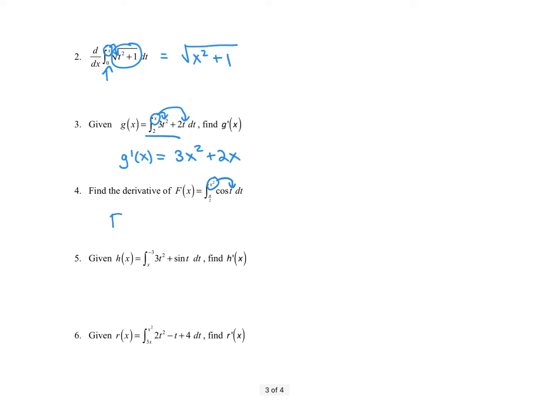So we get f prime of x equals cosine of x squared, but we do have a chain rule step because x squared has its own derivative. It's the inner function of the composite function, so I need to multiply it by the derivative of x squared, the derivative of that inside function that I plugged in, and that's our chain rule step.